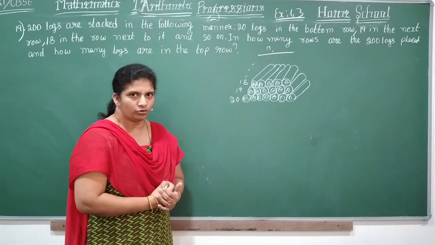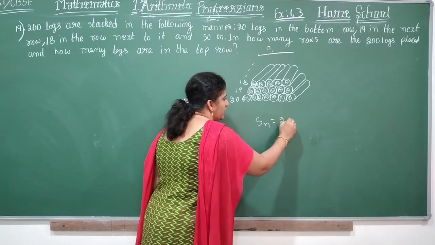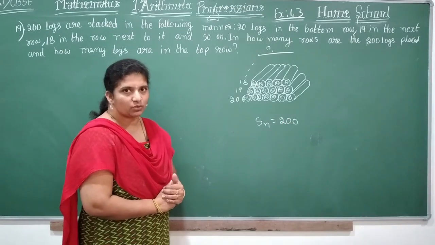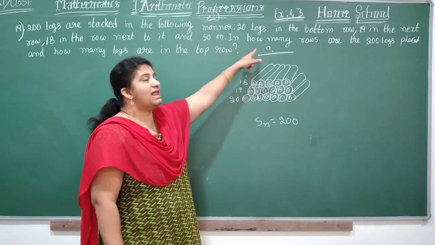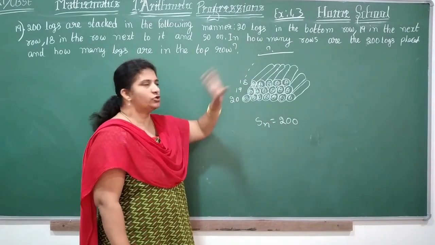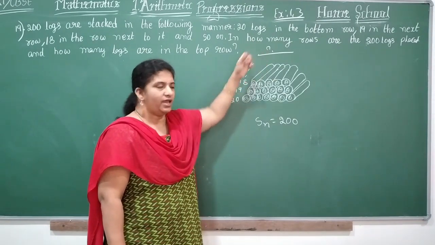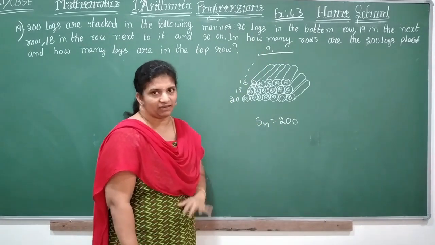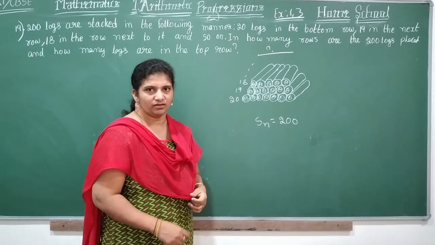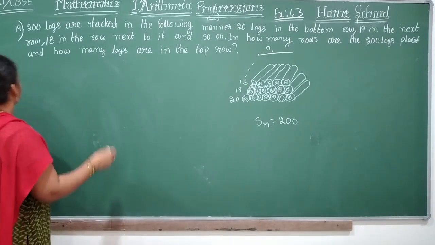But how could you find this? Total number of logs is equal to 200. So look here carefully, children. What is the question asked? What is the last row? How many logs are placed there? AN is asked and SN is given here. So let's start by finding first how many rows there are. How can you find this? Let me write the sequence here.